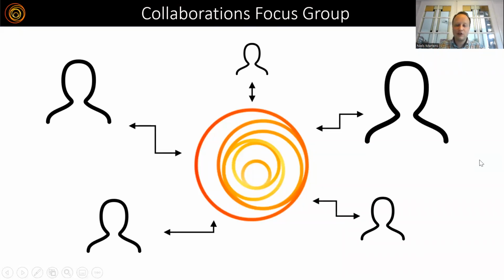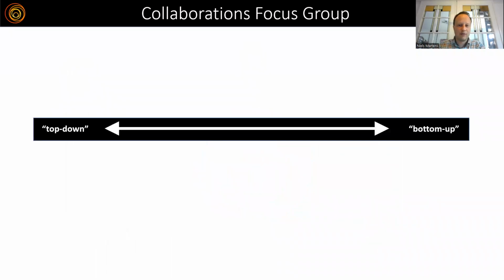So what the collaborations focus group within the HPC working group is all about is the relationship between, on the one side, the individual ngEHT member, and the other side, the collaboration as a whole. And we want to try and optimize this relationship.